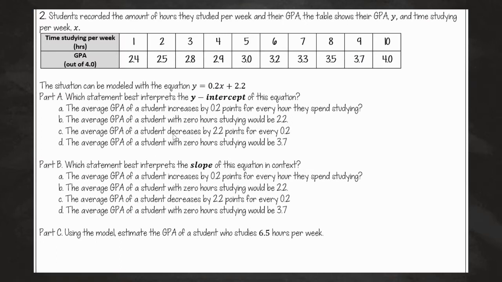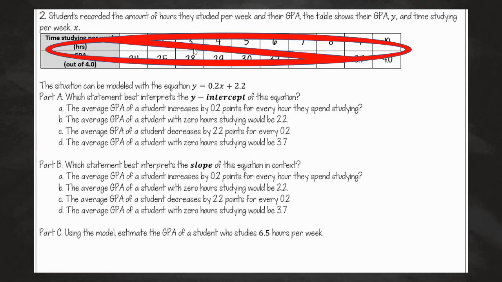So students recorded the amount of hours they studied per week and their GPA. The table shows their GPA y and time studying per week x. So they've provided this table for us. That's awesome, but that's just a collection of data that really is kind of useless to us. We're going to go ahead and cross that out because it's just there to distract you. Really what we care about is this right here, our equation.